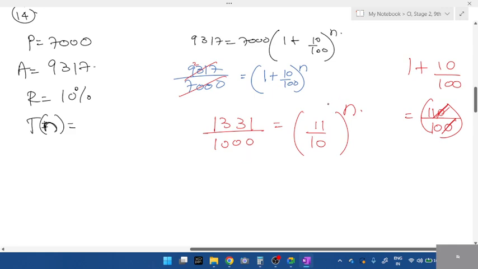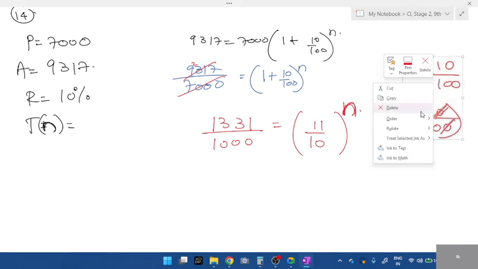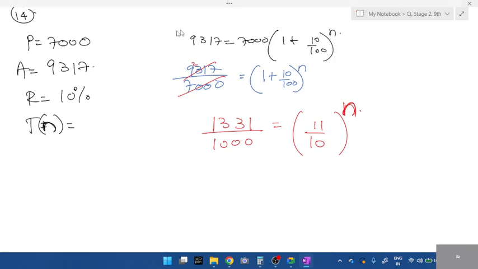How do we usually find rate? If at all 2 was given, what would we have done? 2 goes to the other side and would have become a root. But here, instead of 2, what is given? N. So I'll tell you how to find rate and time period, students. See, it's a very simple concept. Understand this logic. Time period question.